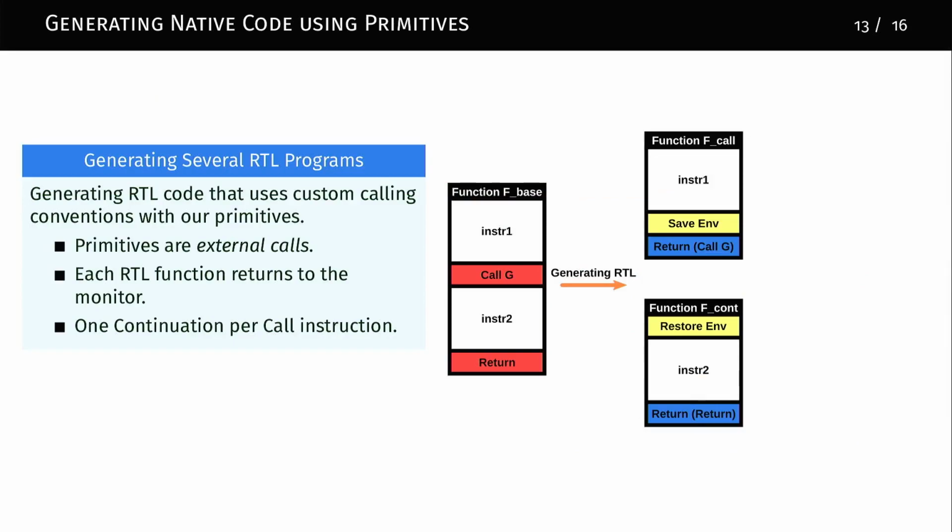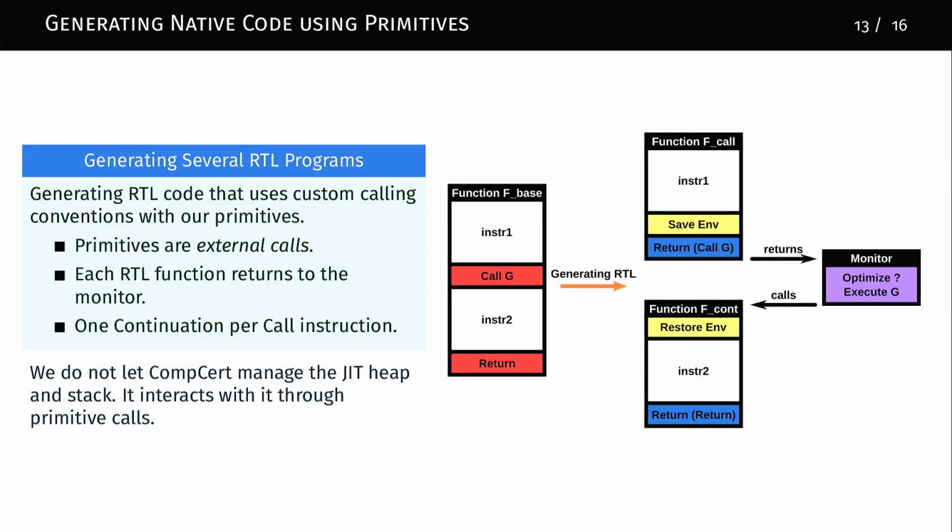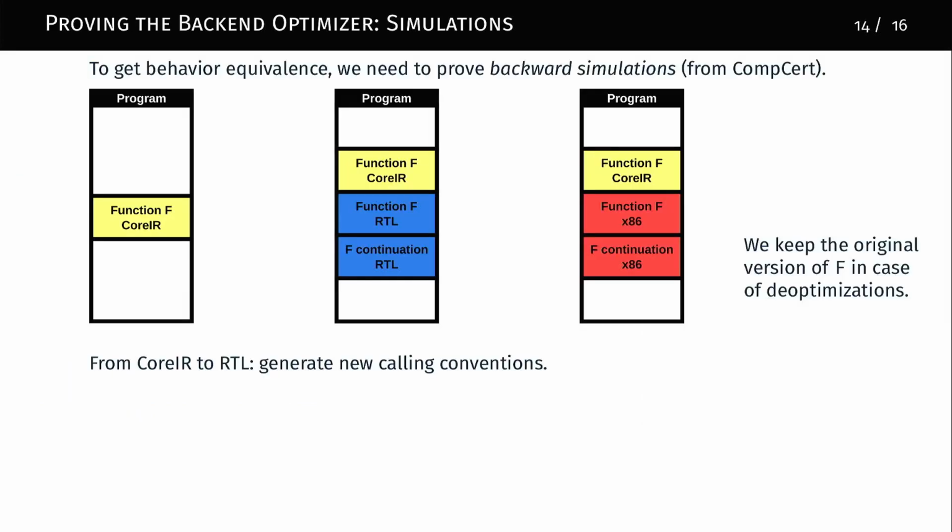In this simple example, on the right I have a function that contains some instruction and then a call to another function. What we are actually doing is generating several RTL programs. We first generate the first one that contains the first instruction, and then some calls to our primitives to save the environment to the execution stack of the JIT. Next, we can return to the monitor that may optimize the function, execute it, and when it's done, it will go back to that second continuation program that restores the environment using, once again, our primitives. So we do not let CompCert manage the JIT heap and the stack. We do it only using our small set of primitives.